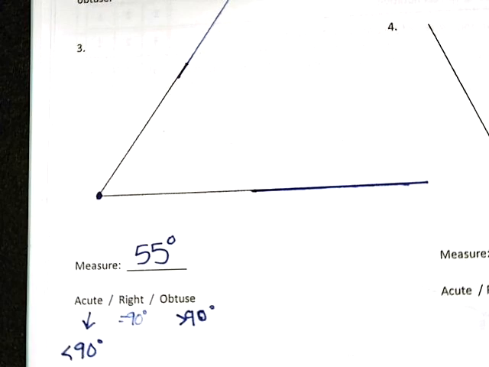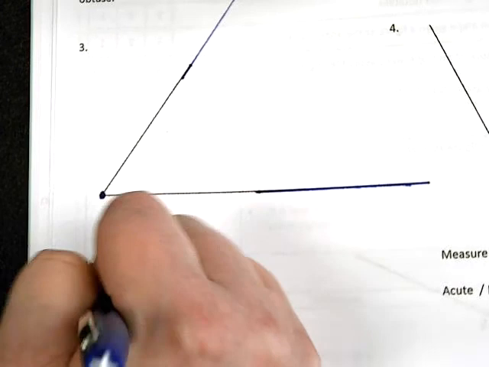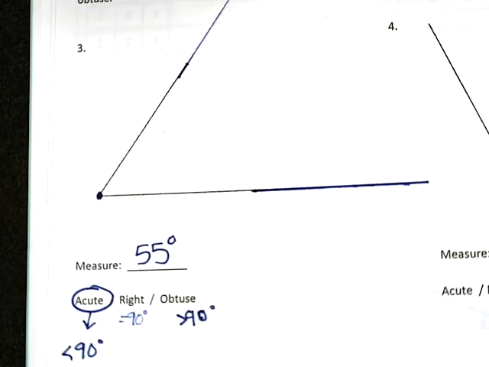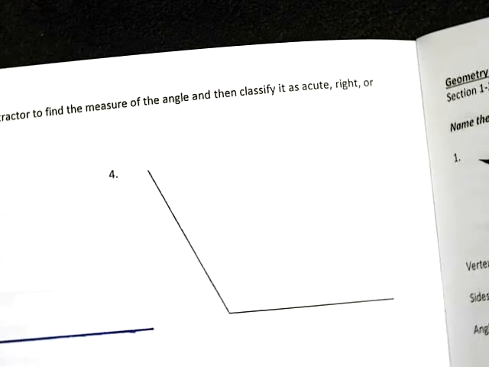So this is less than 90 degrees. We know it's an acute angle. That should be something you guys are definitely familiar with. Cool? All right, let's measure this other one.